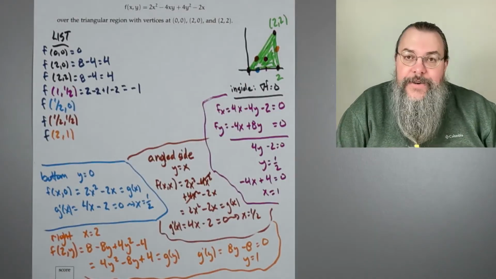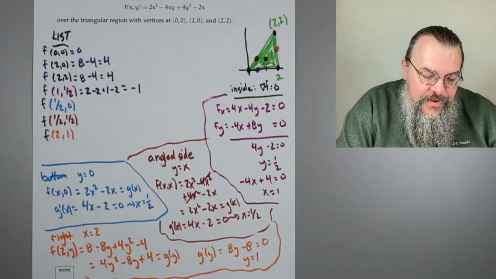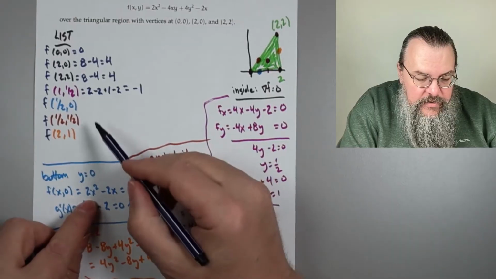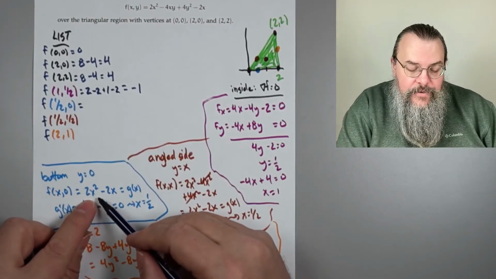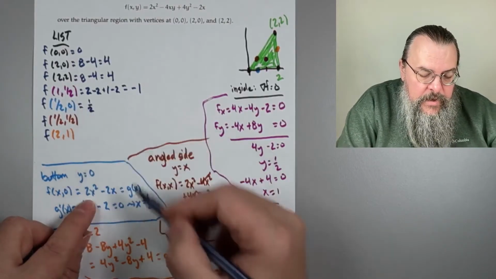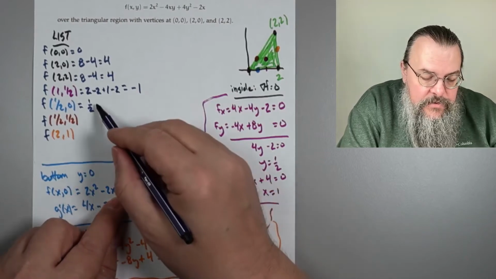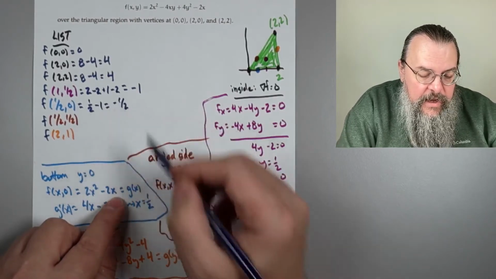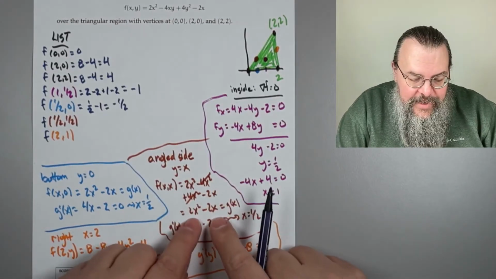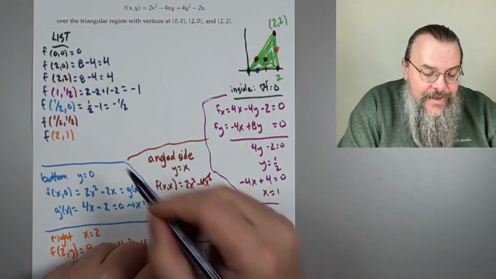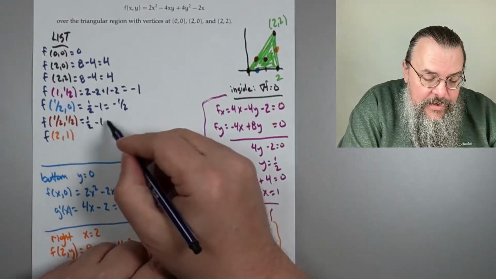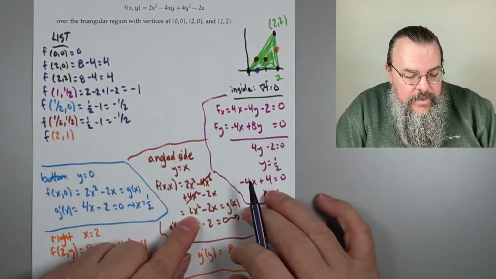Okay, now 1/2, 0. All right, well, that's on our bottom. And so we can come here and say 1/2, 0. So that's 2 times 1/2 squared. Well, okay, that's going to be 1/2 minus 2 times 1/2, which is minus 1. That's minus 1/2. 1/2, 1/2. Okay, that's like our angled side. So that's 2 times 1/2 squared, okay, which is 1/2, minus 2 times 1/2, minus 1. That's minus 1/2. All right, great.